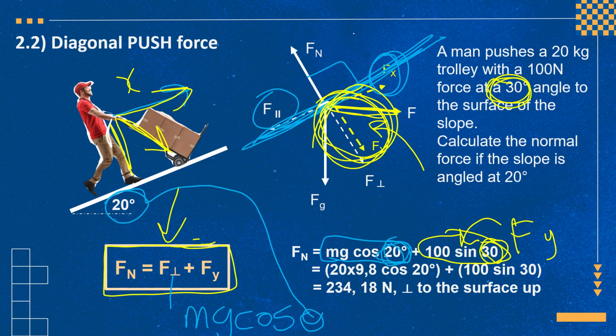And then I just substitute all my numerical values and I get my value for the normal force perpendicular to the surface up, or you can say perpendicular away from the surface, but you have to say perpendicular. You can't just say away from the surface, guys, because away from the surface can be this or it can be this. That is not perpendicular to the surface.